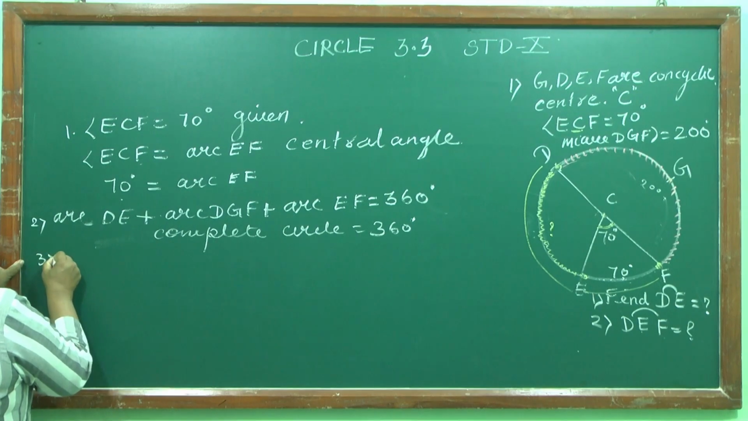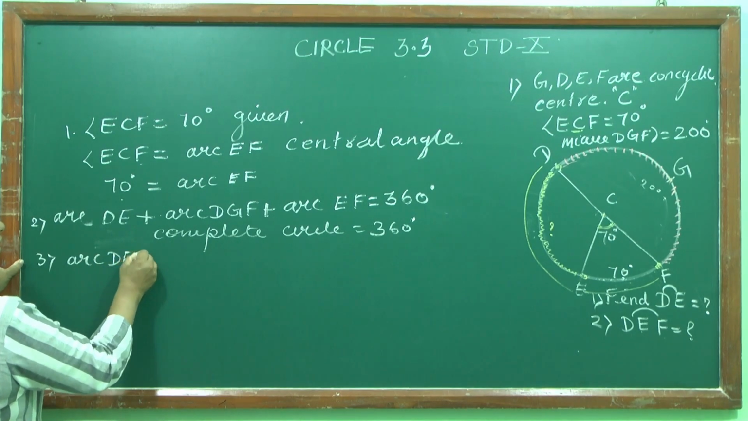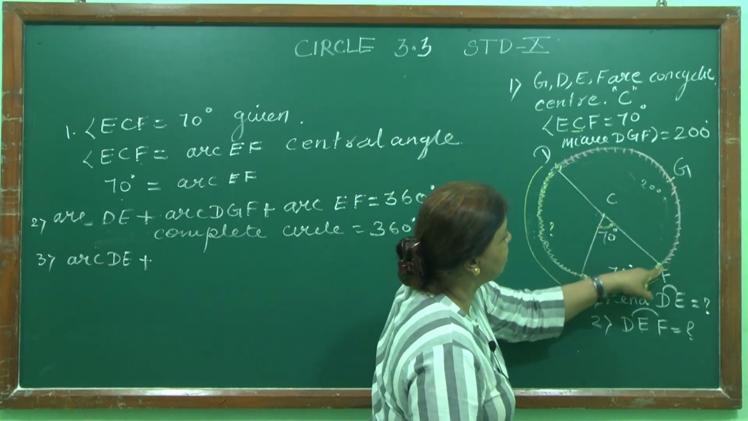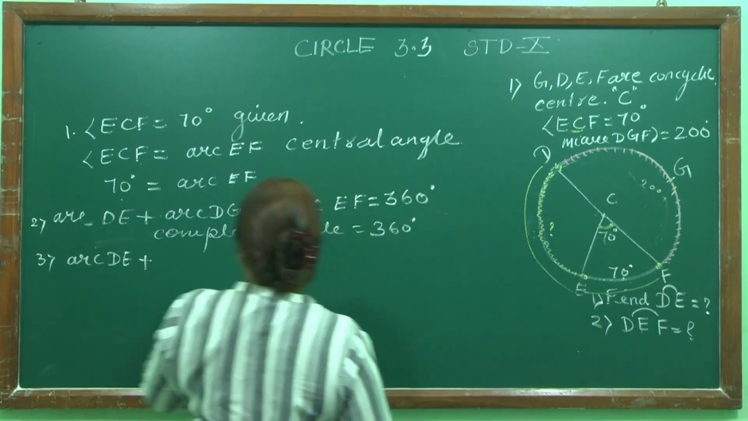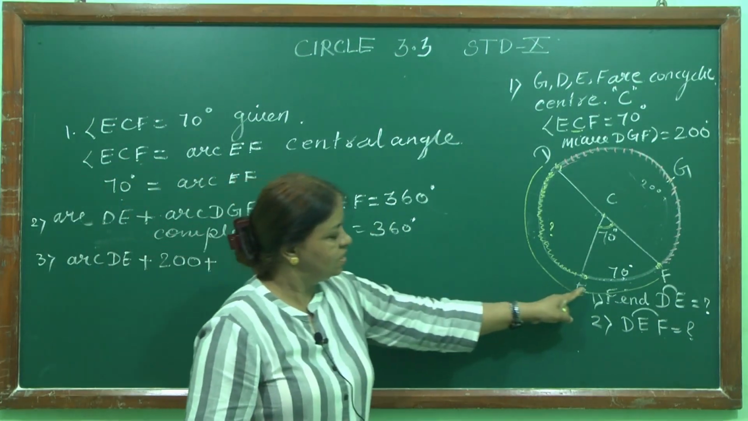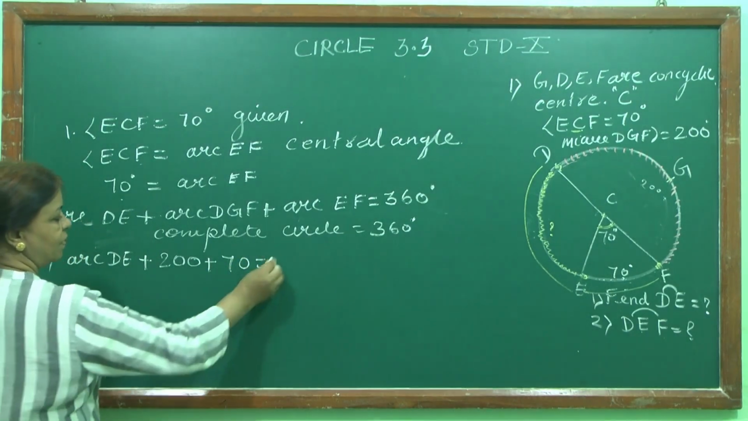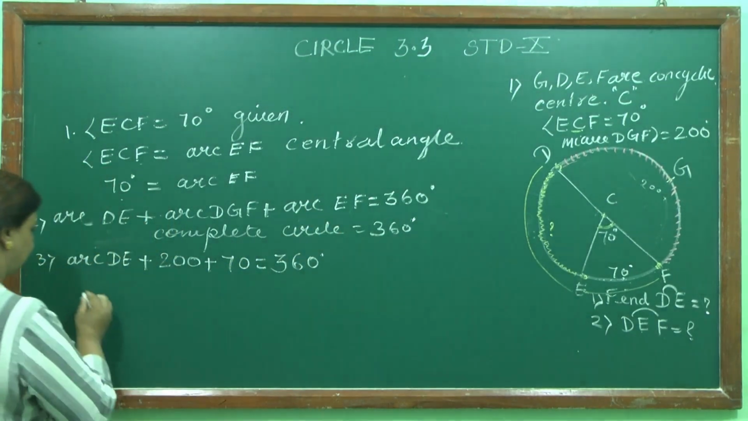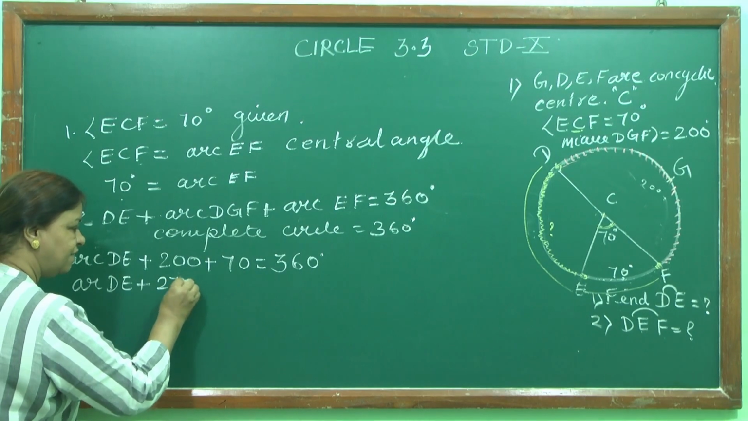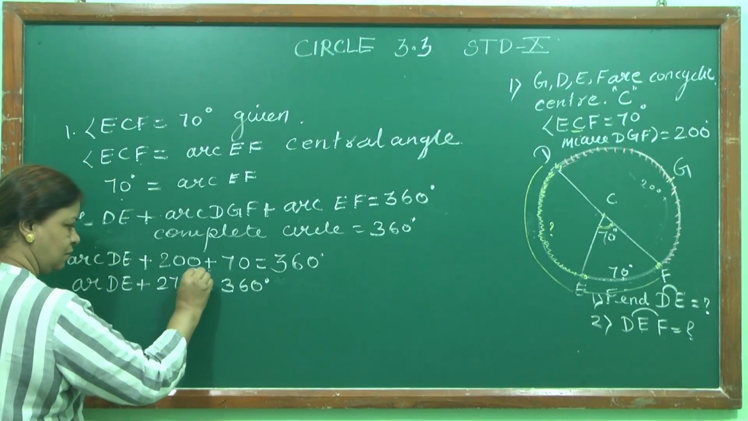Second point. Now the third point, DE we want to find out. So arc DE plus DGF is given how much? 200. So we can write 200 here. 200 plus arc EF, how much have we got? 70 degree. Yes children, 70 degree is equal to 360 degree. So arc DE plus 270 is equal to 360 degree. Now this 270 can be taken here.